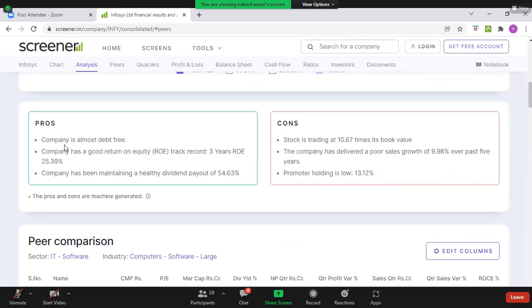Some of the important points: the company is almost debt free, has a good return on equity of 25, has maintained a healthy dividend, 54 point, and the stock is trading at 10 point book value. The company has delivered a poor sales growth over the past 5 years. The promoter holding is low, 13, which normally in India we find.